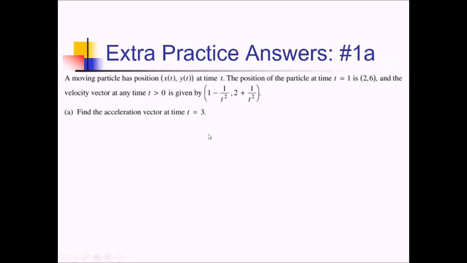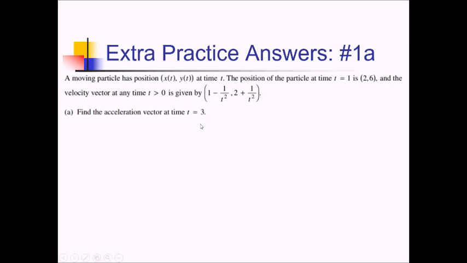For this no calculator free response, we have a moving particle given parametrically by x of t, y of t. They're telling us at time 1 we have the point (2, 6), and here's our velocity vector for all positive times. First task is to find the acceleration vector at time 3.